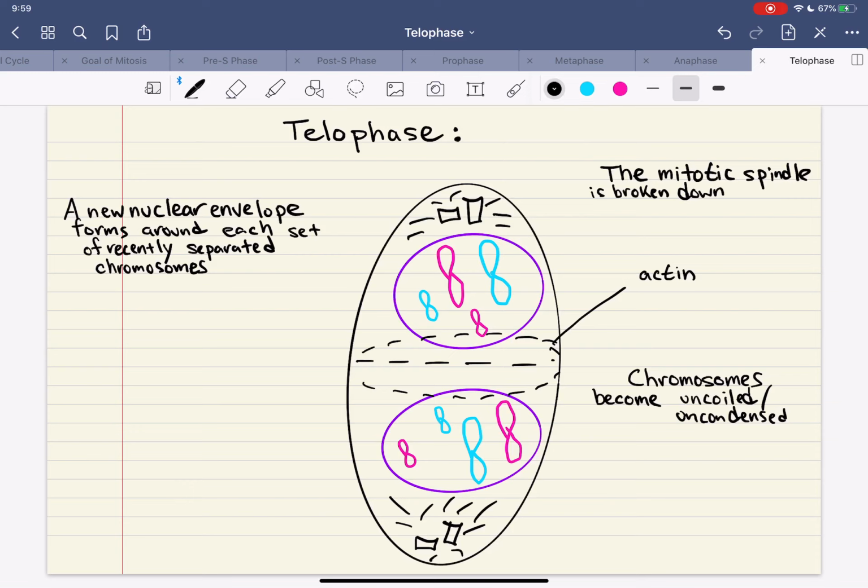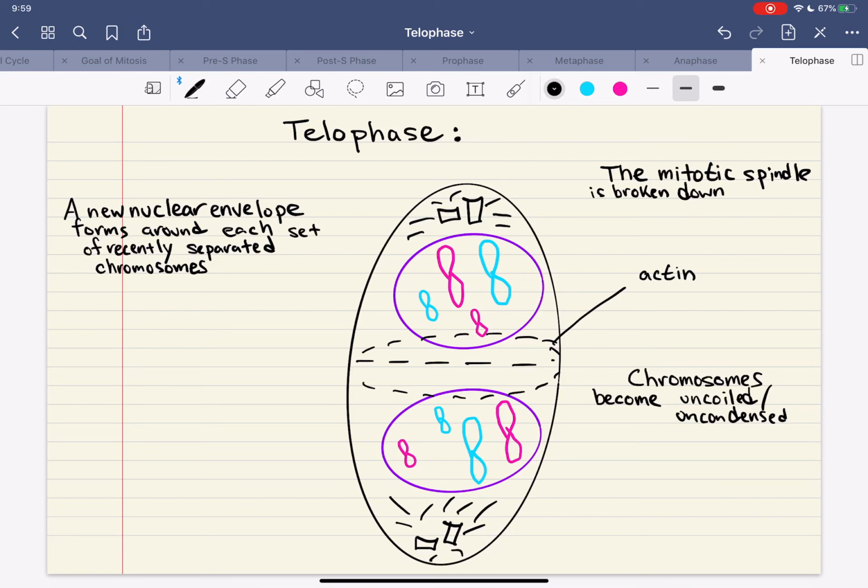You should also notice that each new cell looks exactly like the original parent cell. And it also is genetically identical, meaning it also has 4 chromosomes, just like the original parent cell. And that's the overall goal of mitosis.